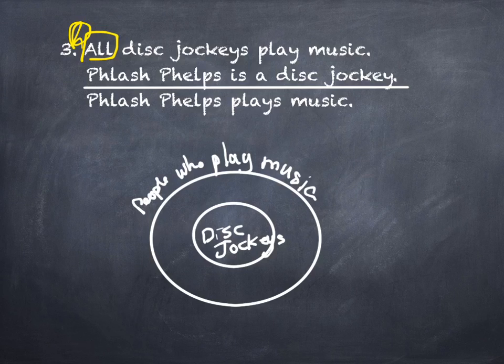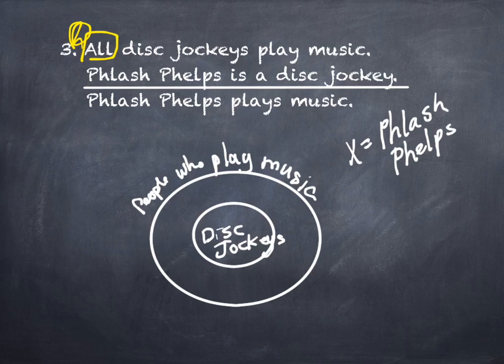Now what am I going to do? X equals Flash Phelps. And where in the world am I going to put Mr. Flash Phelps? In the very middle. And that's the only place for it, isn't it, Mason? Here's X. Because it says Flash Phelps is a disc jockey, I can put him inside the disc jockey circle. If I try to put him out here, that's not going to work, because the people out here are not disc jockeys. They play music, but they're not disc jockeys. So the only place he can go is inside the disc jockey circle.